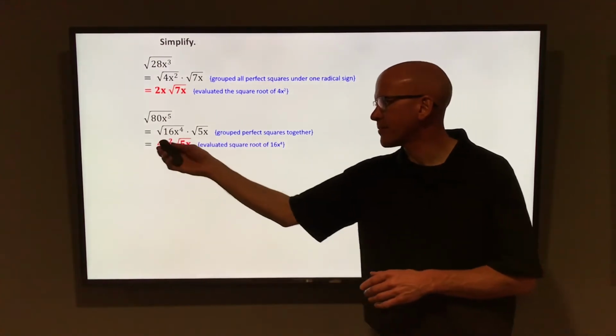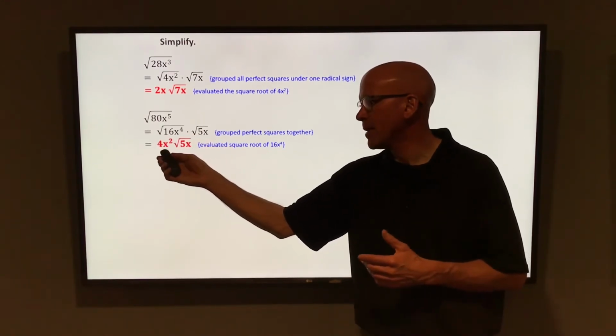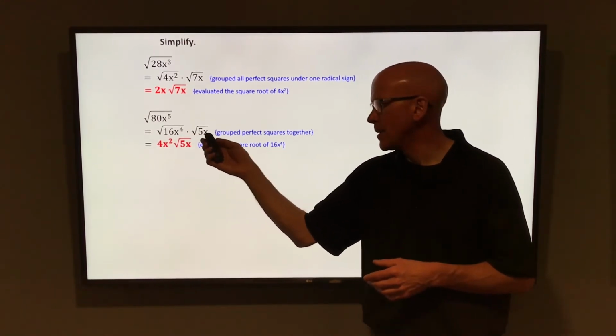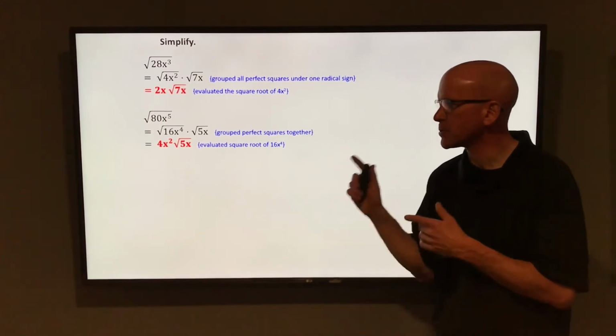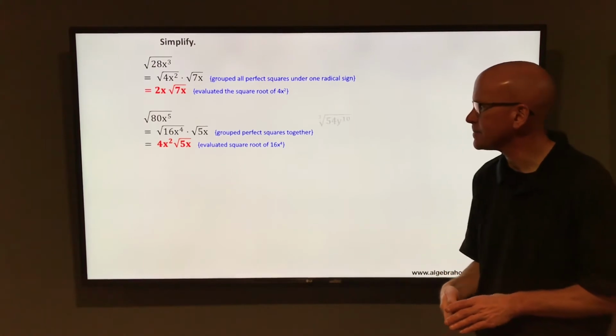Square root of 16 is 4, and the square root of x to the fourth, just divide the exponent by the root, that would be x squared. And then you have that square root of 5x left over. So in simplest radical form, that is 4x squared times the square root of 5x.